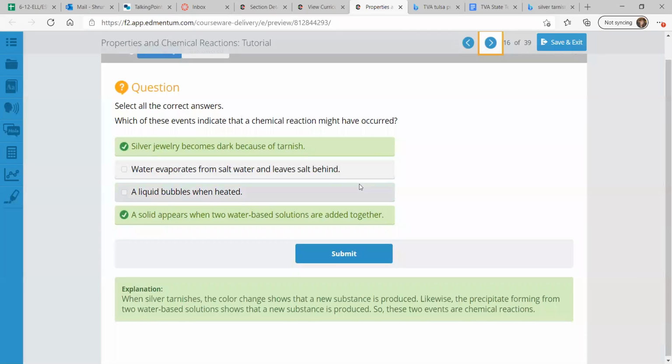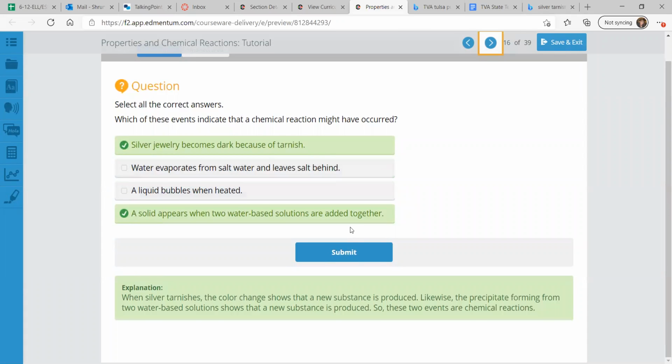And a solid appears when two water-based solutions are added together. When silver tarnishes, the color change shows that a new substance is produced. Likewise, the precipitate forming from the two water-based solutions shows that a new substance is produced. So those two events are chemical reactions.